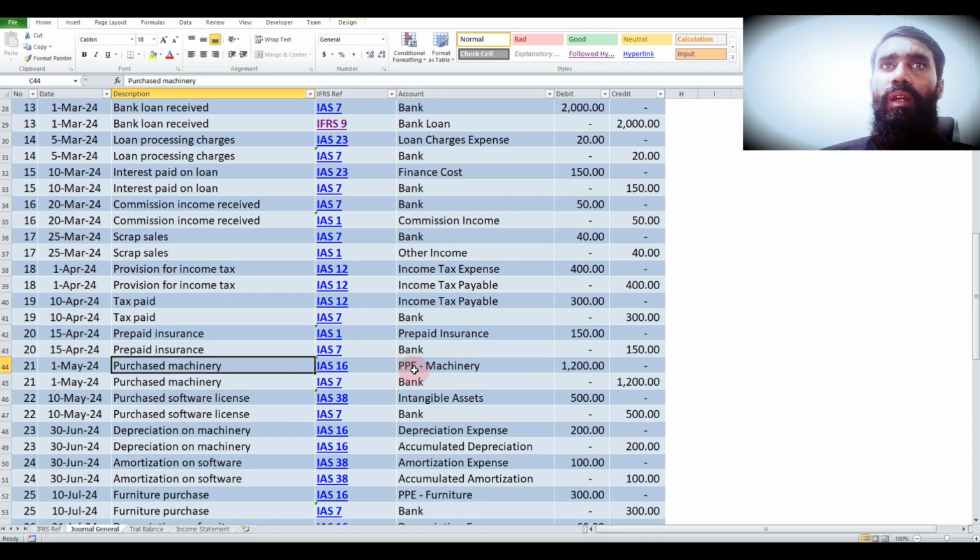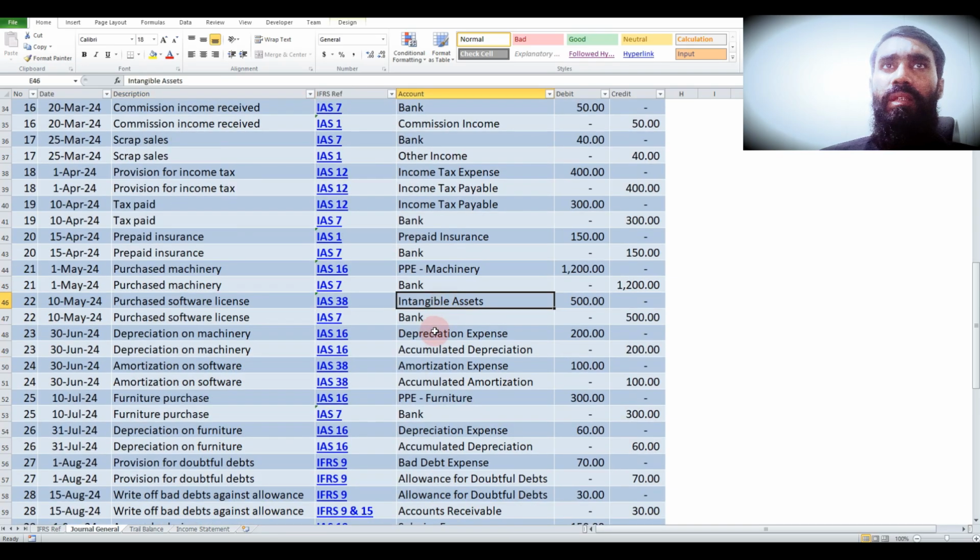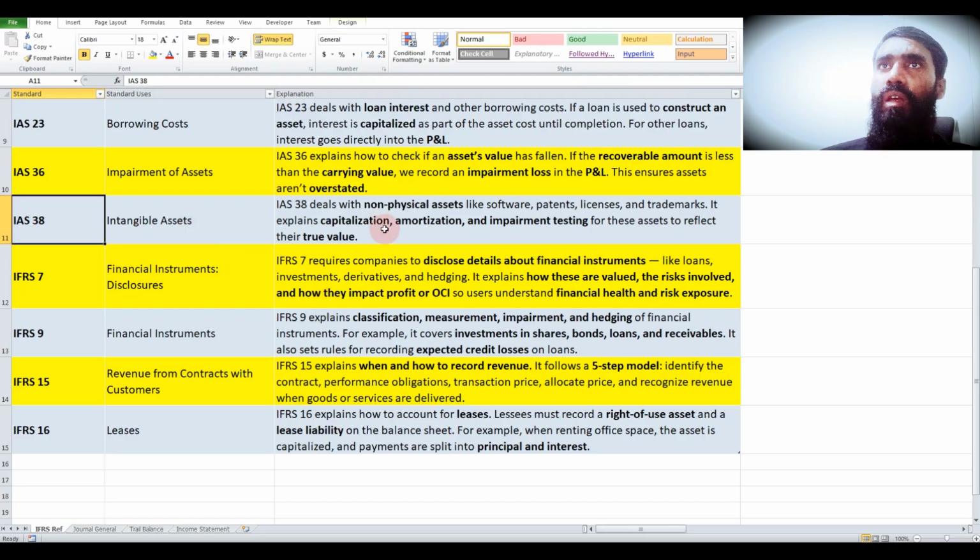Purchase machinery, property, plant and equipment machinery debit, bank credit. Purchase software license, intangible asset debit, bank credit under IAS 38. So intangible assets deals with non-physical assets like software, patent, license, and trademark. It explains capitalization, amortization, and impairment testing for these assets to reflect their true value.